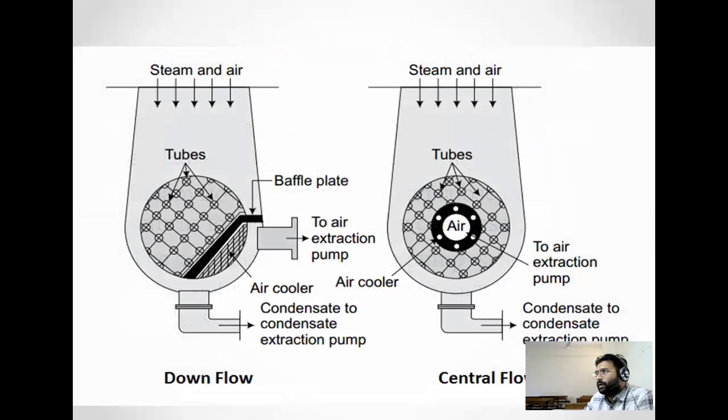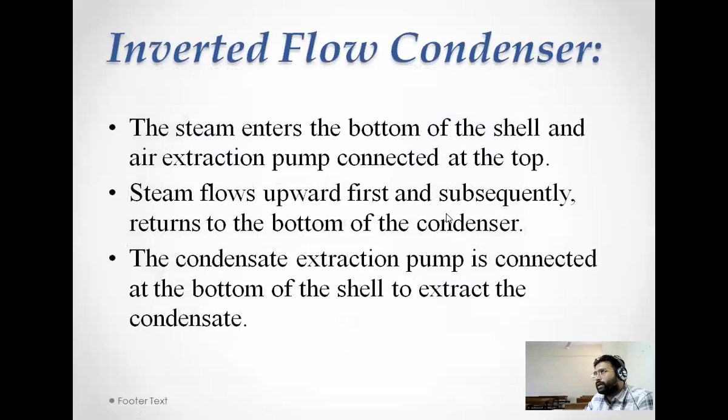So see, in first case, in downflow, extraction pump is at side. Then in central flow, extraction pump is at the central, and in inverted flow, air extraction pump is at the top. So that is the difference in this case. Just give the title inverted flow condenser.